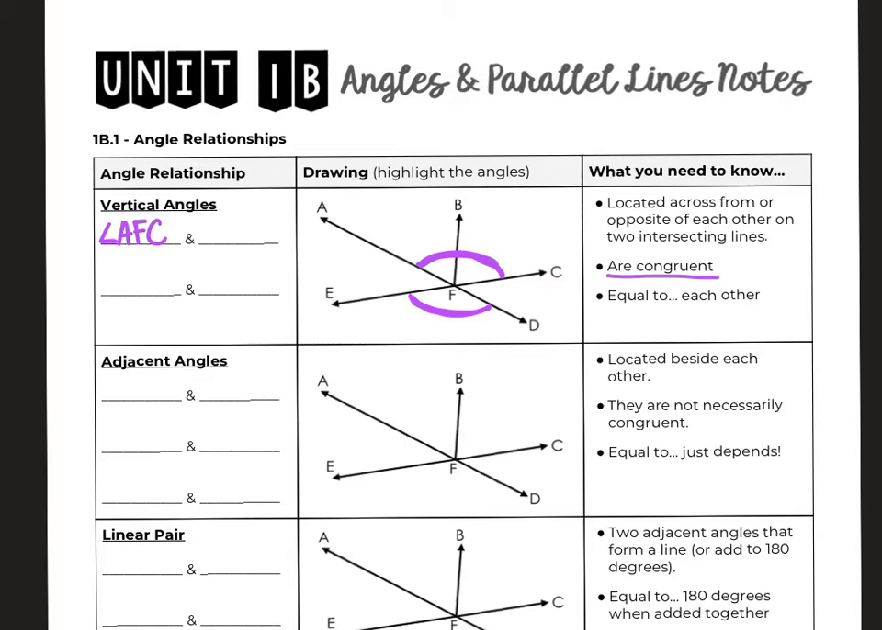It says on two intersecting lines. So remember, that looks like this where they cross. Alright, and then when you're writing the equation, what you need to know is they're going to be equal to each other. So EFD was our other. Alright, so go ahead and take a minute here, see if you can name another set.